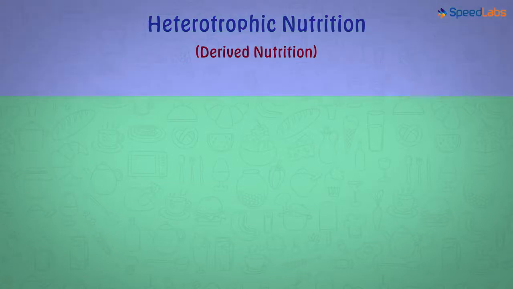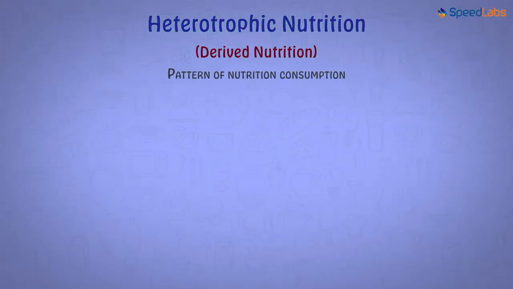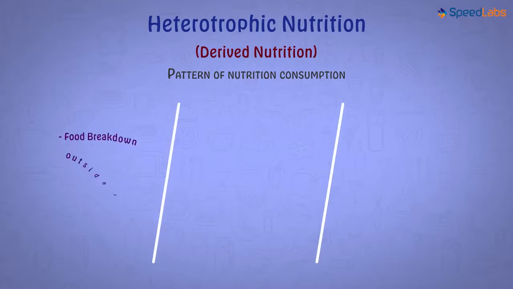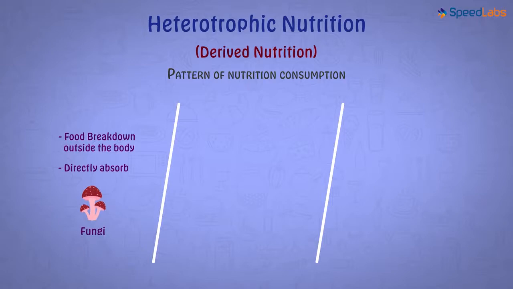Let's study these types with respect to the pattern of nutrition consumption. This is another parameter based on which we can classify heterotrophic organisms. The first category is that of organisms which break down their food outside their bodies. And then they directly absorb the broken down nutrients. Organisms like fungi belong to this type.